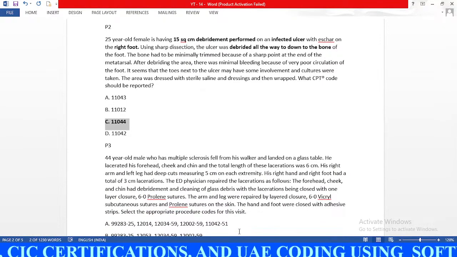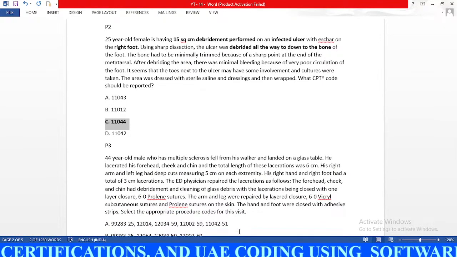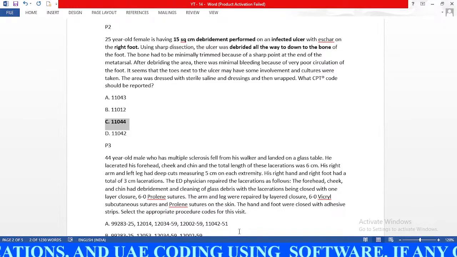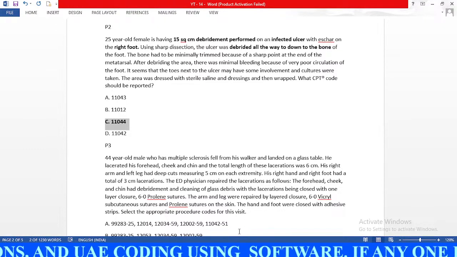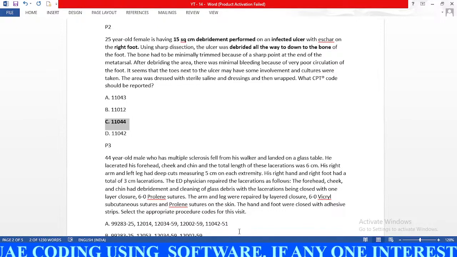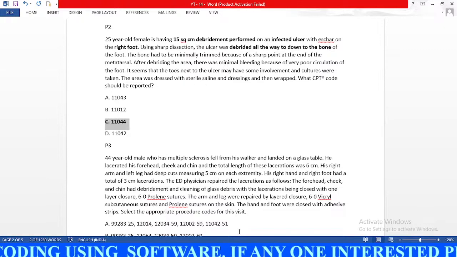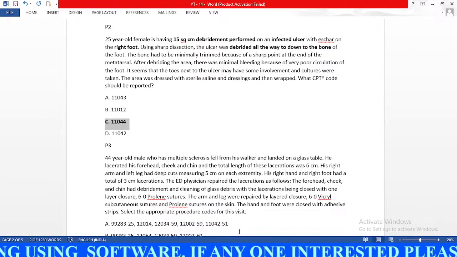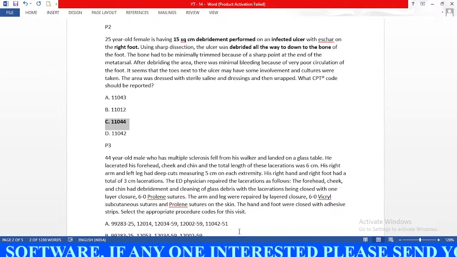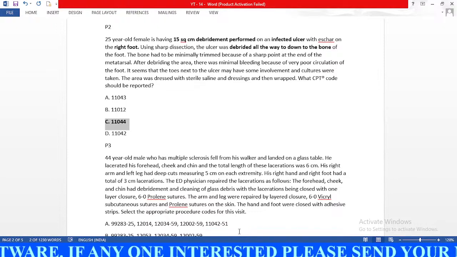Hi Shivangi, good evening. Welcome to Fast Coder 21. Today we are learning integumentary system coding. I hope this session is very useful for you. I hope you have the CPT book along with you. If you want to participate without any hesitation, you can write your answer in the chat box.